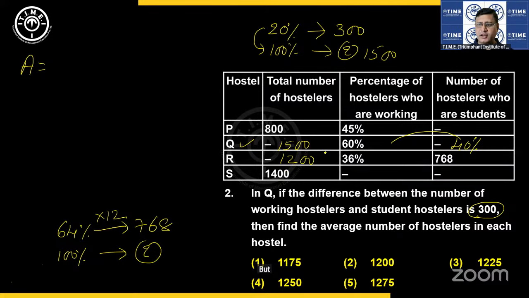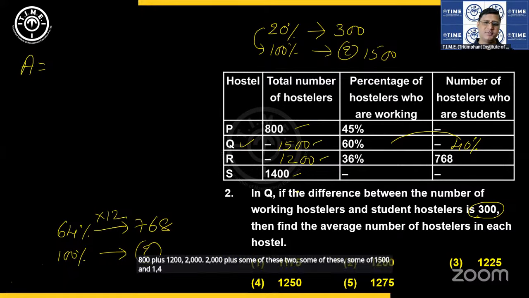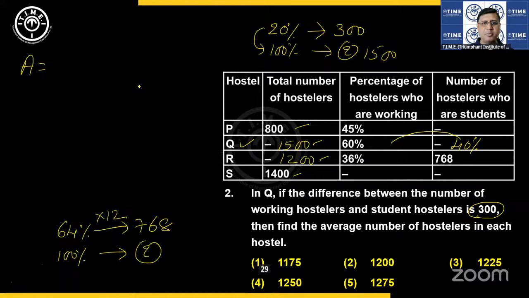By adding all the values, how much do we get? 800 plus 1200, 2000. 2000 plus the sum of these two. The sum of 1500 and 1400 is 2900. 2900 plus 2000, that is 4900, divided by 4. Average. Now simplify this. What is the simplification? It goes how many times? It goes 1, 2, 2, 5 times.